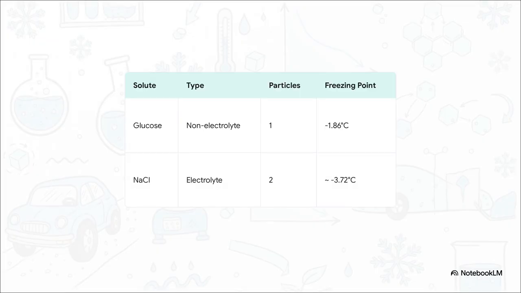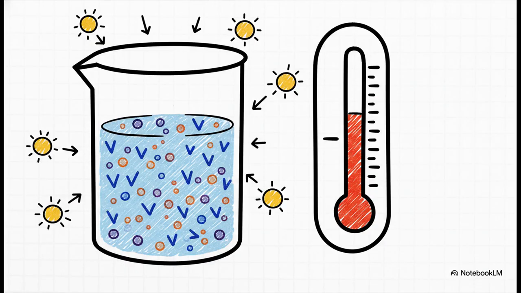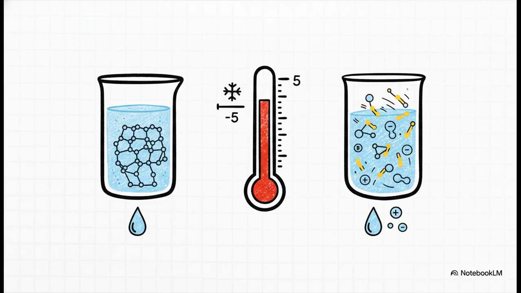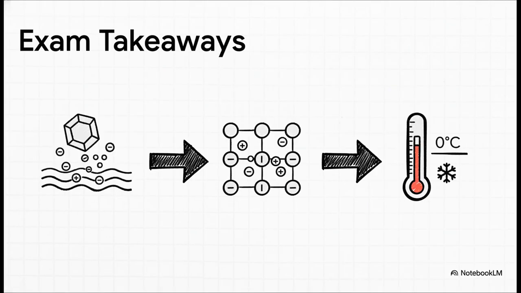Double the particles from salt means roughly double the freezing point depression. So to get that salt water to freeze, you have to pull out way more energy to overcome that chaos. And that's why we say the freezing point is depressed. The water stays liquid at colder temperatures. So, for your exam, salt dissolves, ions disrupt the lattice, and the freezing point drops.